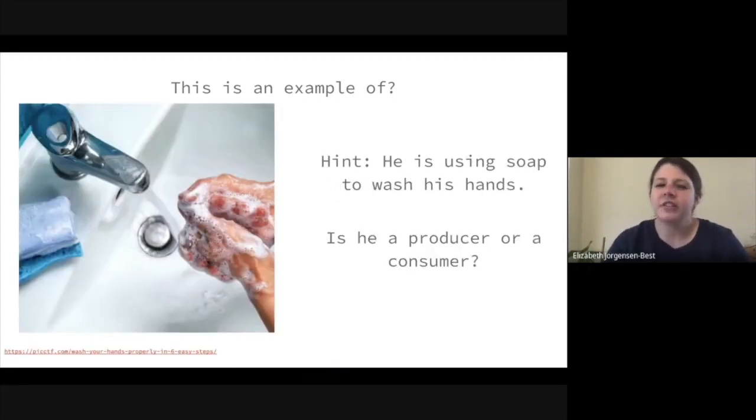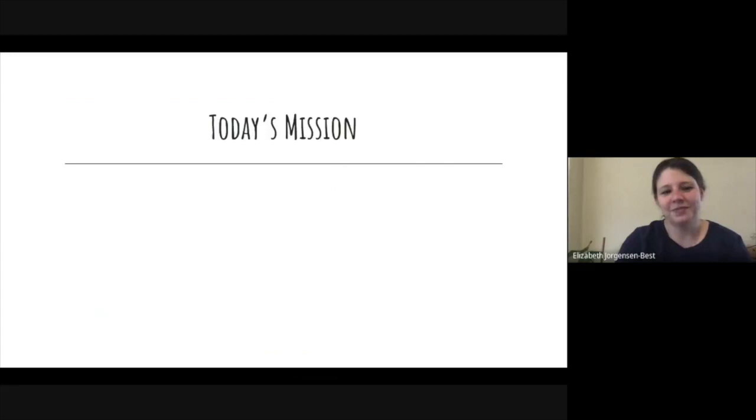Here's our last one. It's a little tricky, so listen close. Ready? Your hint is he is using the soap to wash his hands. So he uses soap to wash his hands. Here's our question. Is he a producer or a consumer? Go ahead and shout out your answer. Way to go. You're right, it is a consumer.